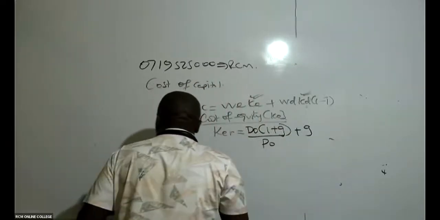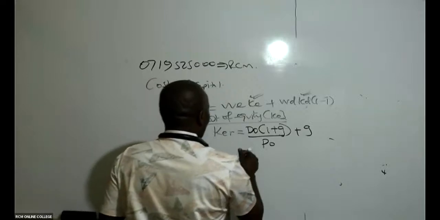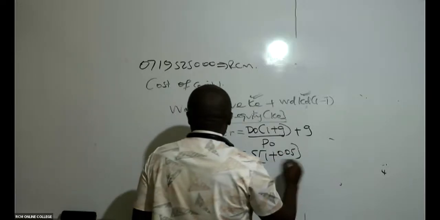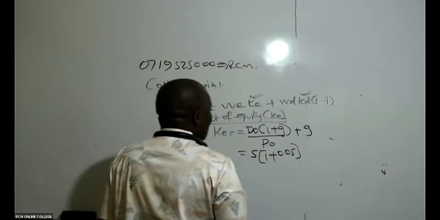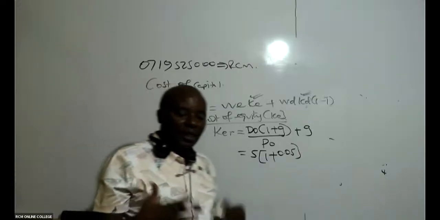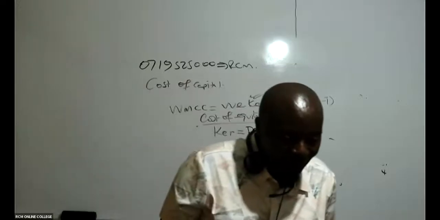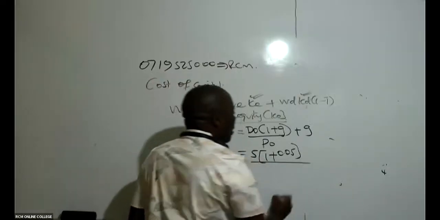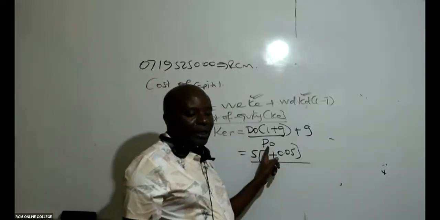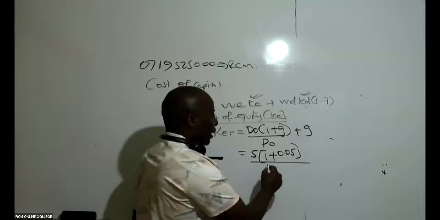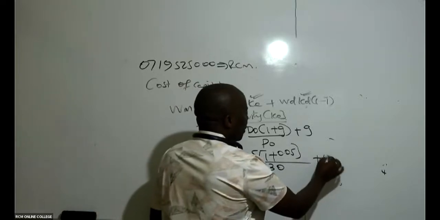You have just told me that DO is 5, into 1 plus G, G is 0.05. Growth rate is 0.05; 5% is the same as 0.05. Divided by PO. Could you kindly remind me what PO is? What is our PO? 30. Plus again, growth rate of 0.05.